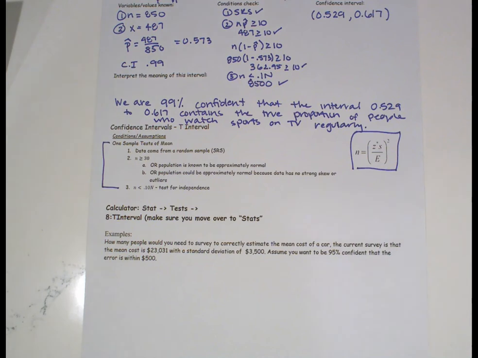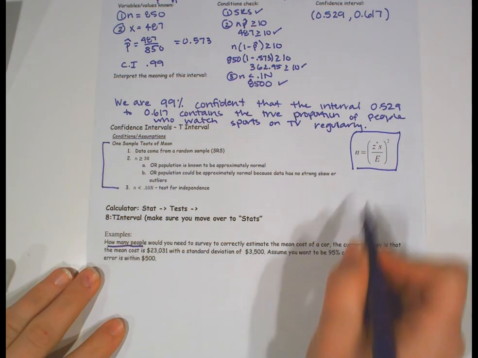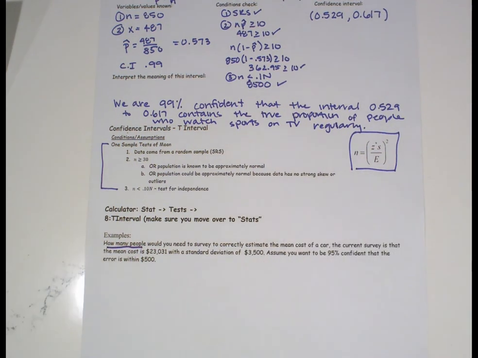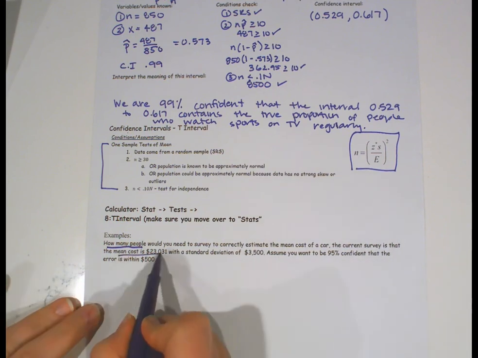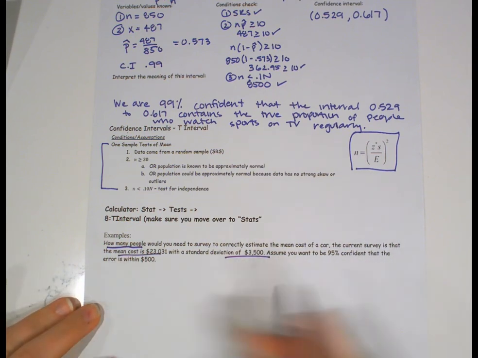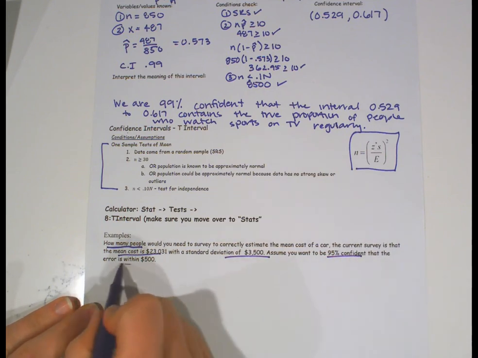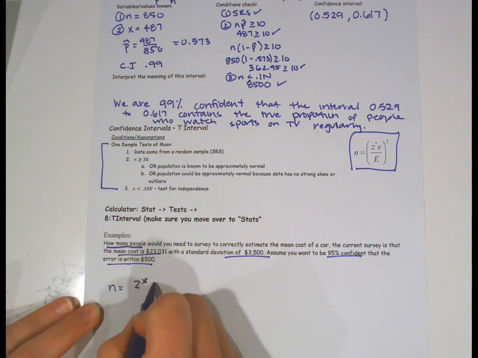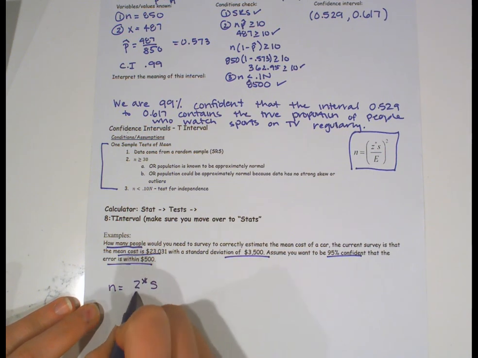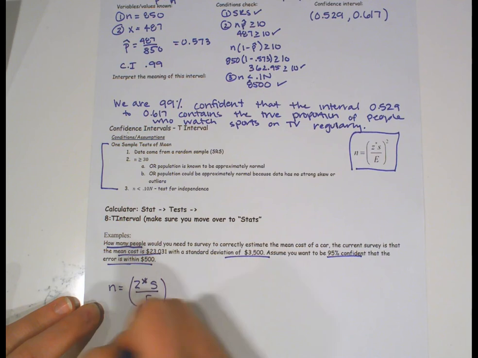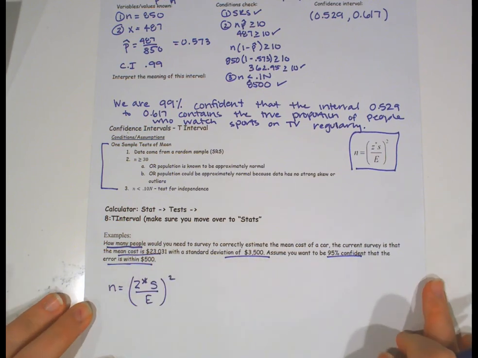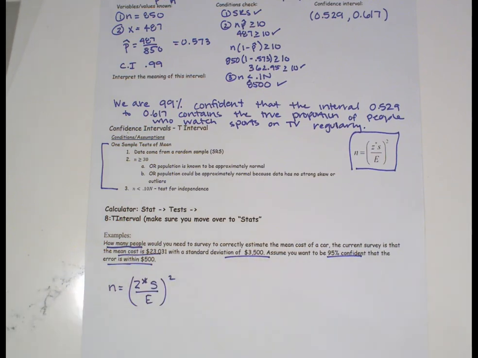So how many people, that tells us we're going to use that n formula, would you need to survey to correctly estimate the mean cost of a car? The mean cost is currently this and the standard deviation this, and I want to be 99% confident that the error is within $500. So our n, we need to know z, our s, which is our standard deviation, and then our error. So we don't need all of the information that they gave us to get our n value, just some of it. So remember, we looked at that table before.